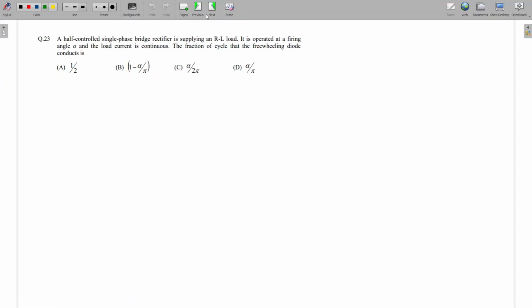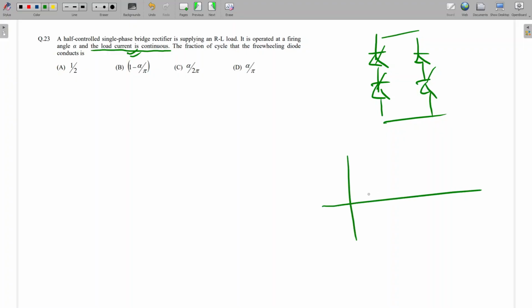See, this is a half controlled single phase bridge rectifier with RL load. It is operated at a fire angle and the load current is continuous. So this is also the same thing. Continuous means it is continuously conducting. So this is a full bridge with a freewheeling diode. We have already drawn this waveform, so I will draw the waveform again, not the circuit.